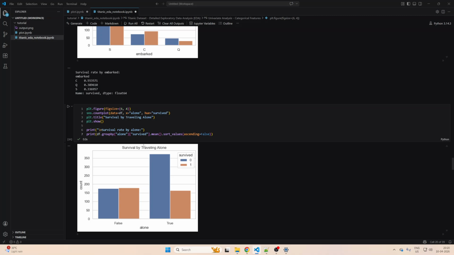Survival by traveling alone. So if they traveled alone, there is more chance to die off. If we are traveling as a family, there's a higher chance of survival.